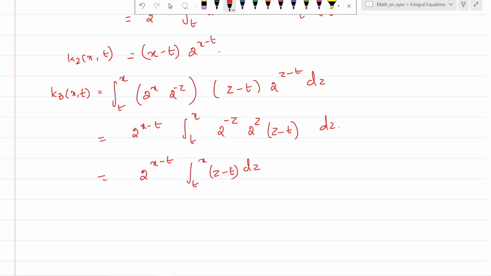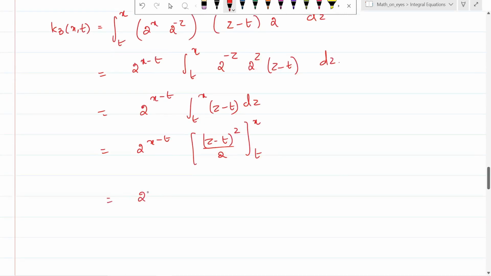Here t is considered to be a constant. So you'll have z minus a. In that case, how do we integrate x minus a into dx? Integrate x minus a the whole square divided by 2. Right. In the same way, we are going to integrate here. So this is equal to 2 to the power x minus t into z minus t the whole square divided by 2. Lower limit is t and the upper limit is x.